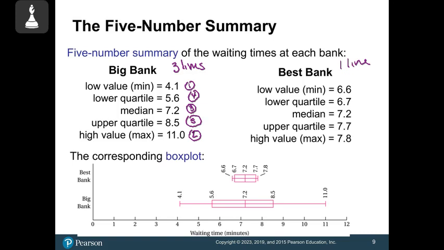So every single one of these values gets marked with a vertical line to get started. So I'll do this one here. 4.1, you'll see that vertical line. 5.6 has a vertical line. 7.2 has a vertical line. 8.5 and 11. Then the box is constructed between the quartile 1 and the quartile 3. And then the whiskers are created to go to the minimum and the maximum.